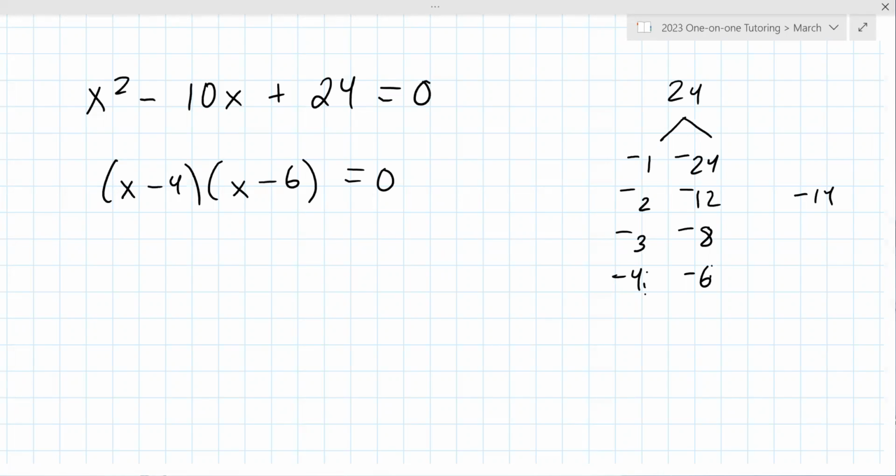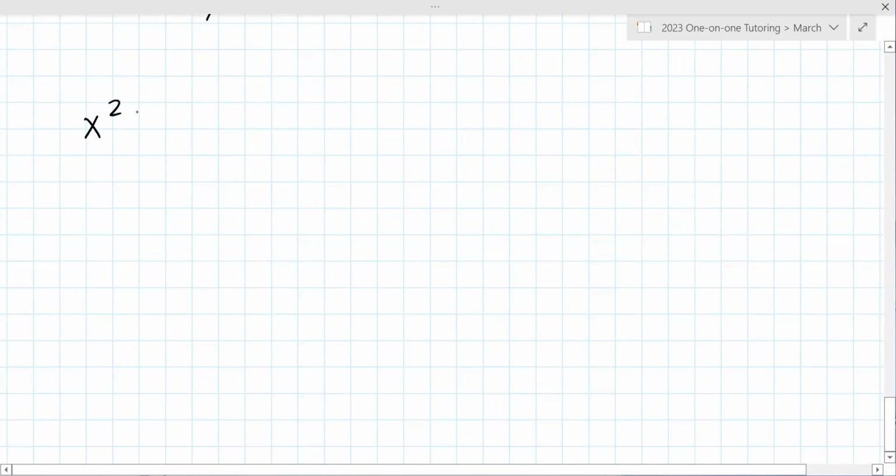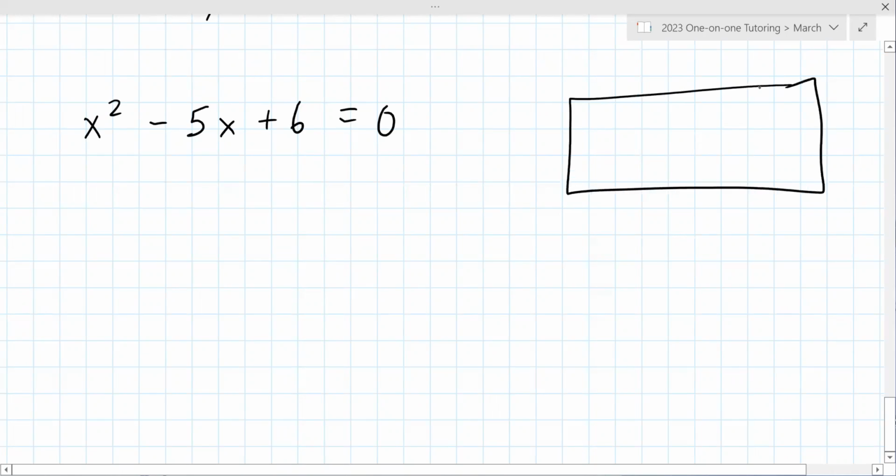Okay, so give me your final answers for this, please. x equals 4 and x equals 6. Yes, very good. Okay, let's have you do one last one here before we move on to another related type of factoring. Go ahead and try this one on your own, please. Just give me the 2 answers when you're all done.